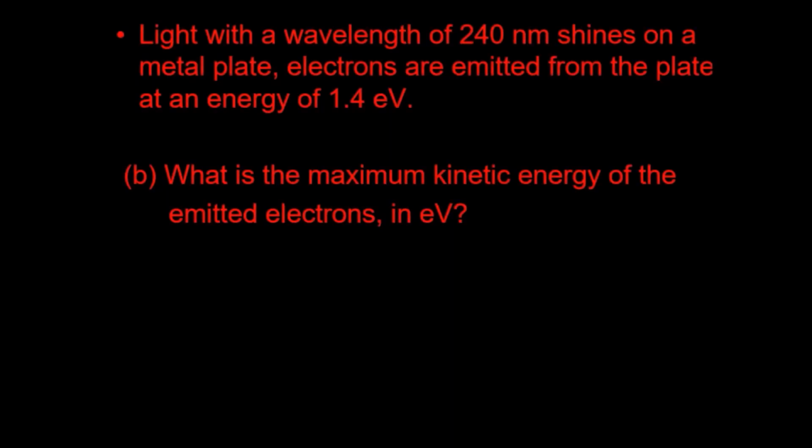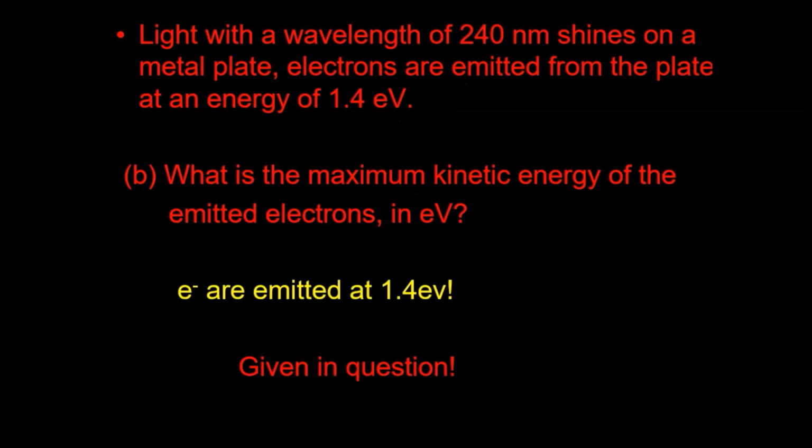Part B wanted to know, what is the maximum kinetic energy of the emitted electrons in electron volts? Well, our electrons are emitted essentially because the electrons come off of the plate. The question itself says that light with a wavelength of 240 nanometers hits the plate, and electrons are emitted from the plate with an energy of 1.4 eV. Consequently, the maximum kinetic energy of the emitted electrons is just given in the question, and they are emitted at 1.4 electron volts.